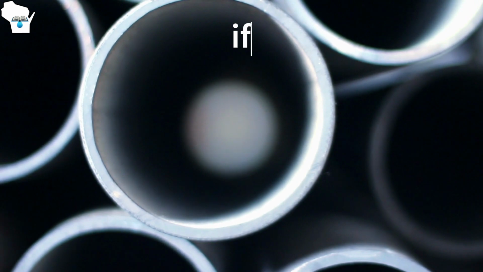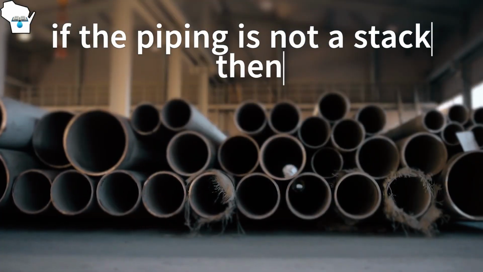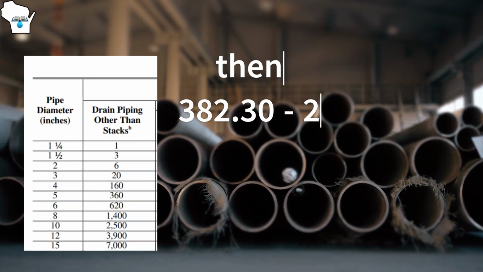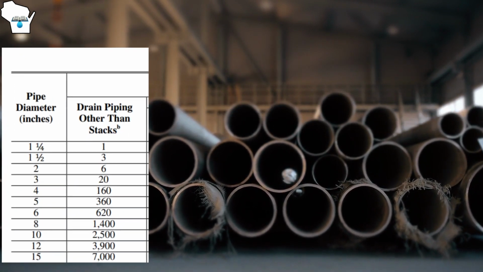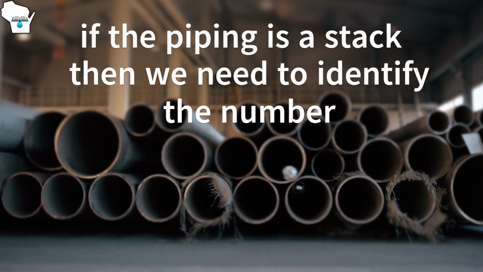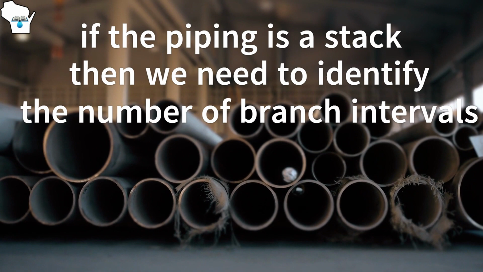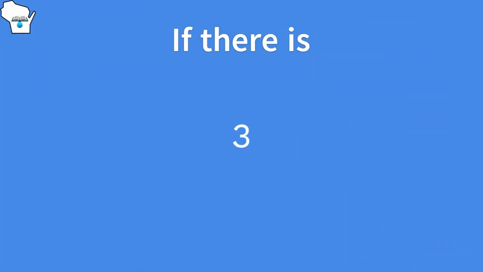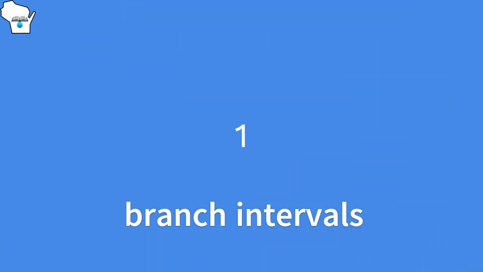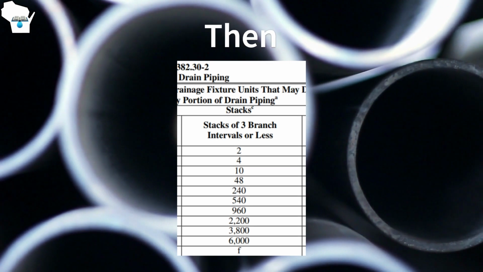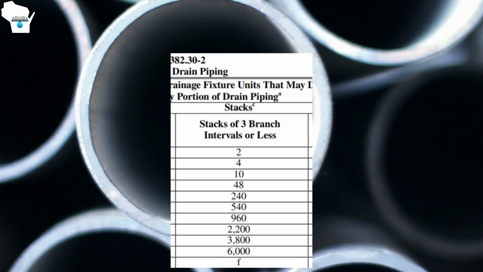Now comes the tricky part. If the piping we're trying to size isn't a stack, then we simply use this portion of Table 2 of 382.30. However, if the piece of pipe is a stack, we have to identify how many branch intervals are on that stack. If there is 3, 2, 1, or 0 branch intervals on the stack, then we use this portion of Table 2 of 382.30.